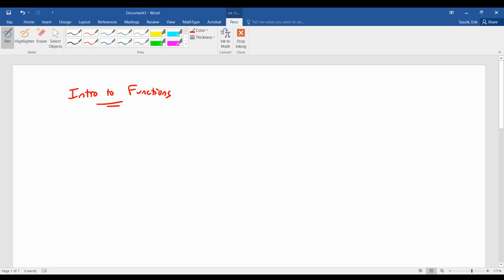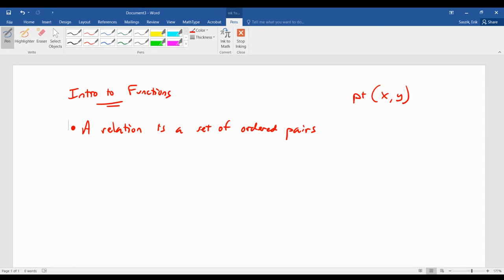Before I talk about functions, I'm going to talk about a relation. A relation is a set of ordered pairs. Now, some of you might be saying, well, what's an ordered pair? An ordered pair is just like a point on a coordinate plane, all right? Whenever you give a point, it is given as x comma y, right? So a relation is simply a set of ordered pairs.